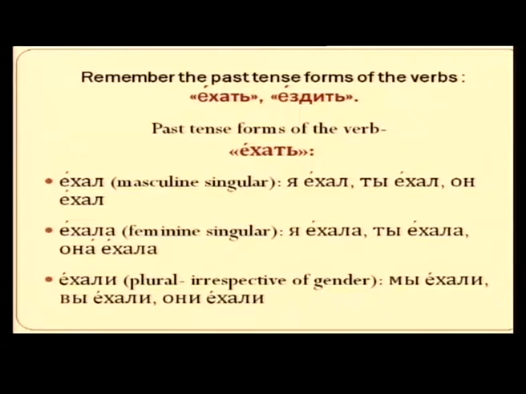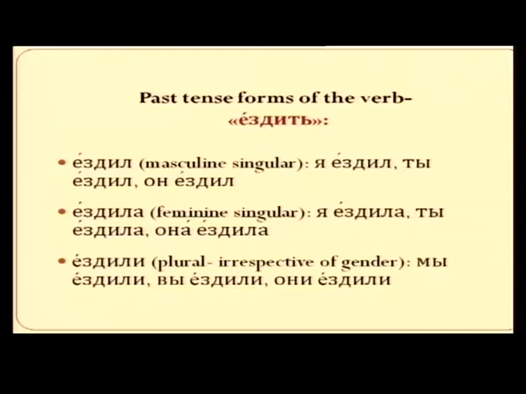Accordingly, the past tense forms of the verb yezdich also change, like yezdil for masculine singular. For example, ya yezdil, tu yezdil, on yezdil. For feminine singular, we have yezdila, ya yezdila, tu yezdila, ana yezdila. And for plural, irrespective of gender, we use yezdili, mui yezdili, vi yezdili, oni yezdili.